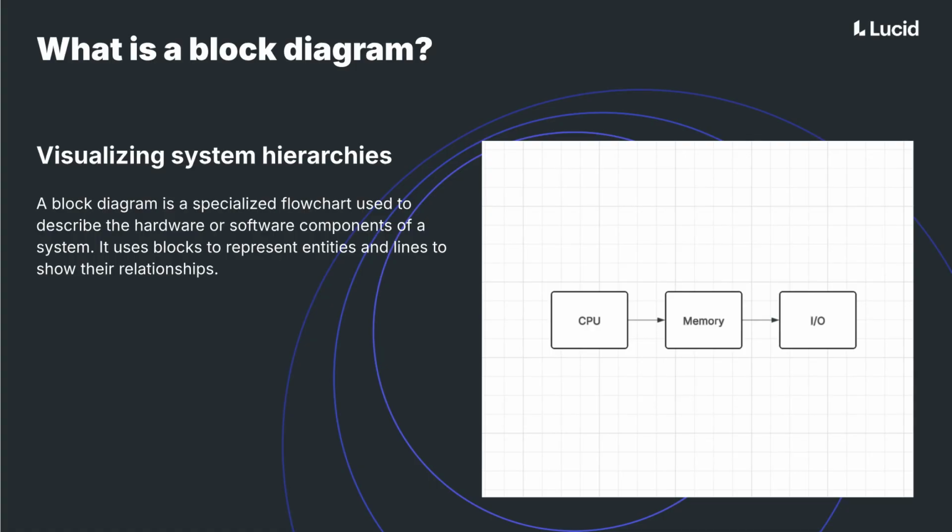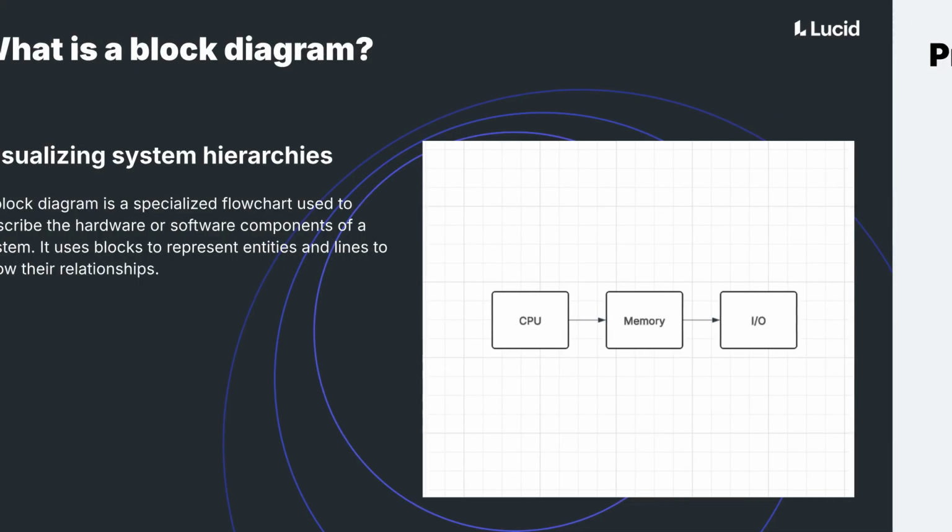What is a block diagram? It's a high-level flowchart used to describe system components. It simplifies complex hierarchies by using blocks for entities and lines to represent their fundamental relationships.